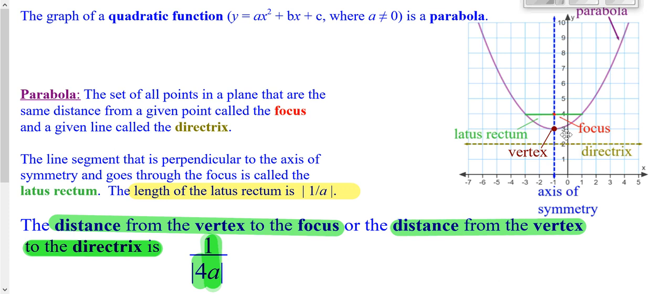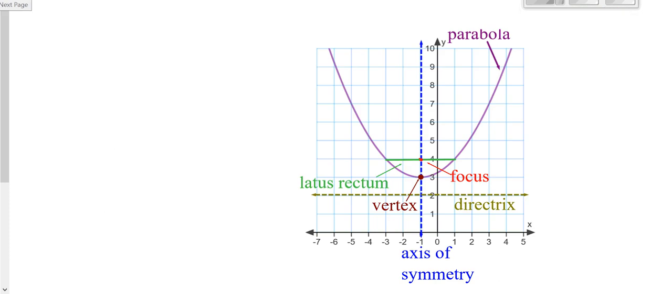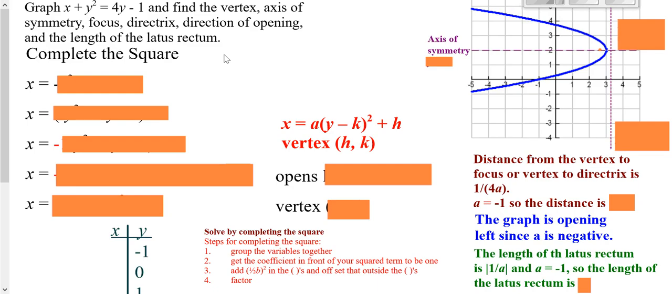Now, the distance to go from your vertex to your focus, or your vertex to your directrix, is also given to us in a formula of 1 over 4a, and it's distance, so it's going to always be positive, hence the absolute value. Same idea here with our absolute value. So that was my diagram I used. So looking at this one, we want to go ahead and look at this and find all this information.